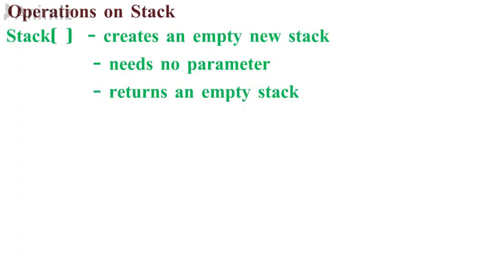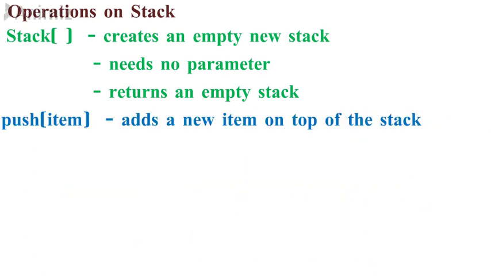The operations that are to be performed on stack. The first operation that is performed is stack. This is used to create an empty stack. It is with no parameters and it always returns an empty stack. The next is push of item. As you know, push is used to insert an element. Push of item is used to add this particular item to the top of the stack.